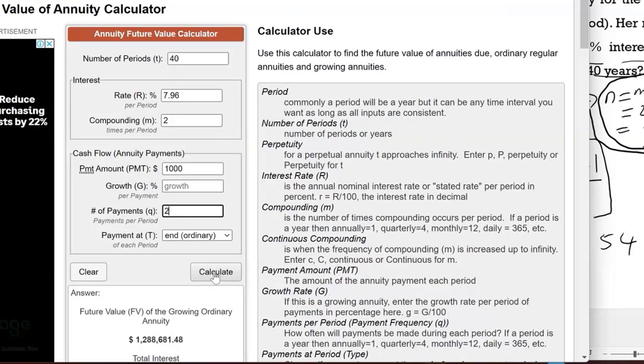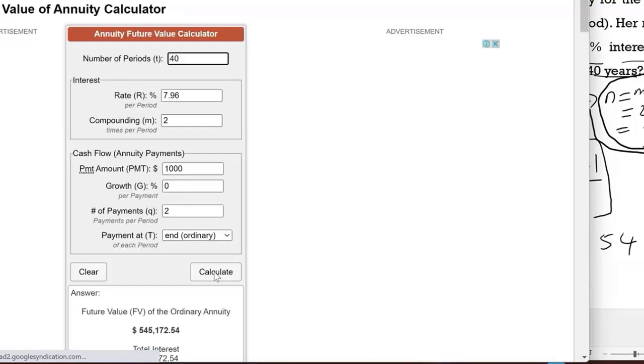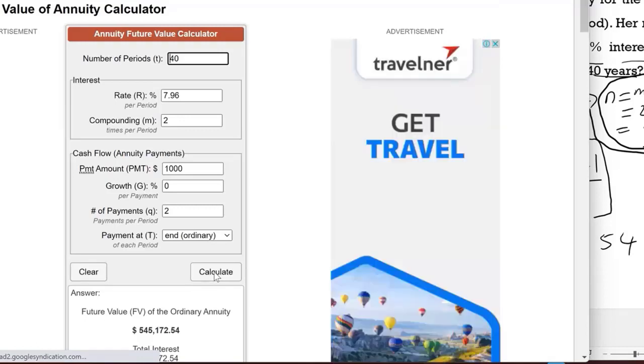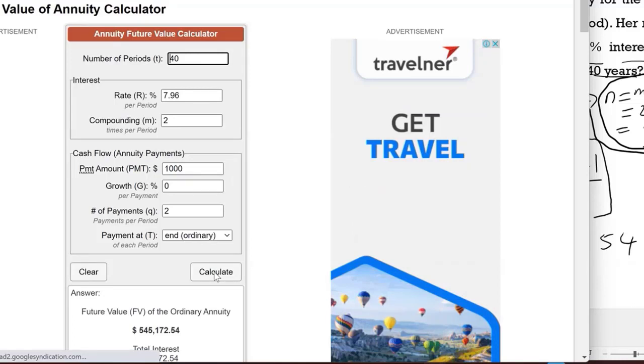And then it's an ordinary annuity, and then let us calculate. Okay. There is my Calculator Soup. I'm not sure those who have done it with the scientific calculator, what answer are you getting? I got the same. You got the same? Yeah.